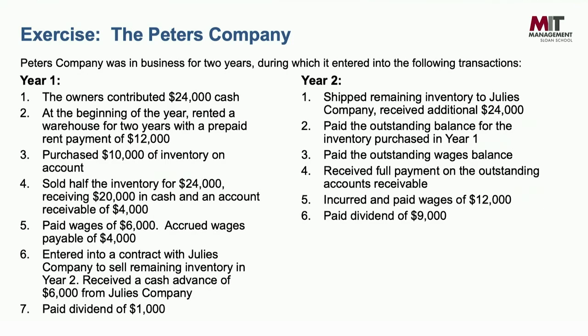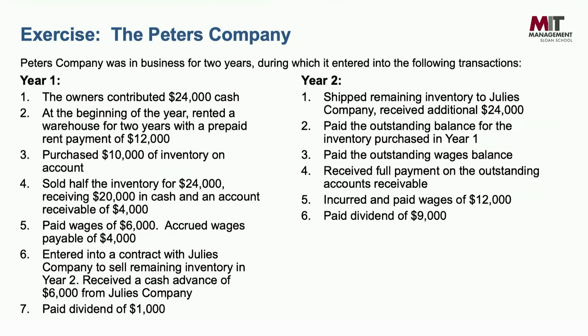Then we actually engage in a revenue transaction. We sell half the inventory for $24,000. We get $20,000 in cash for that. And then instead of giving us cash, our customer gives us an accounts receivable of $4,000. So here the customer is saying, someday we're going to pay you $4,000.